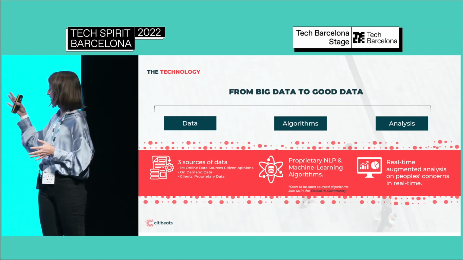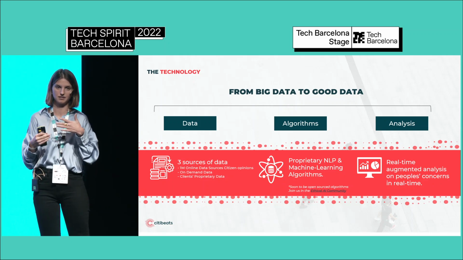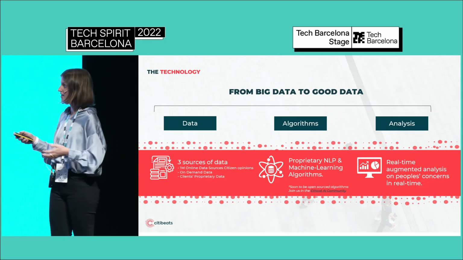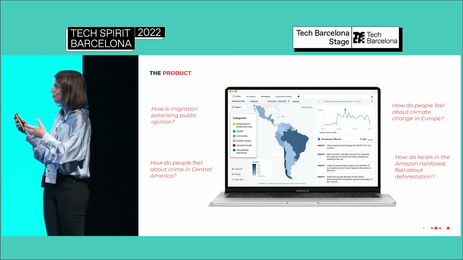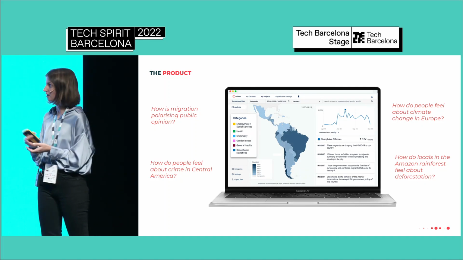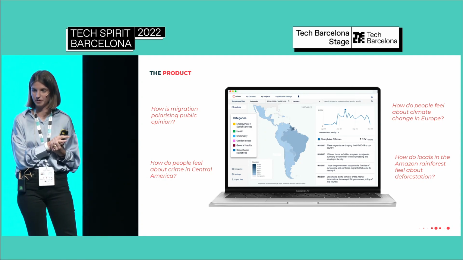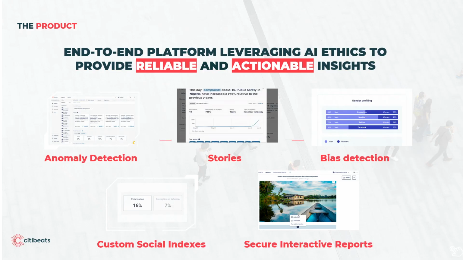So, at the end, what we provide are actionable insights so decision makers can make their decisions based on that. And you might be asking, okay, what do you mean by insights? So this is our solution, and our solution answers questions like: how is migration polarizing public opinion? How do people feel about crime in Latin America? How do people feel about climate change in Europe? So you come with this question in mind, and you can understand the narratives behind that.